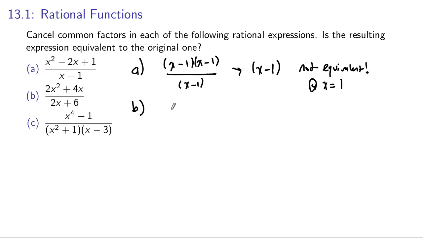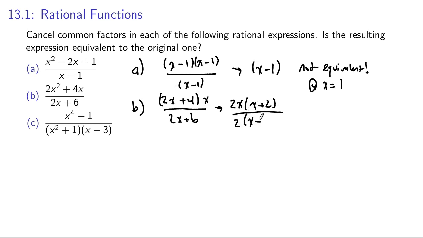B, 2x squared plus 4x over 2x plus 6. Well, we can pull an x out in the numerator. So we have x times 2x plus 4 over 2x plus 6. And we still have a 2 here we can factor out in both the numerator and the denominator. So we can take that 2 out. So we have 2x times x plus 2, moving this x over and pulling the 2 out. 2x times x plus 2 over, and we can pull a 2 out of the denominator, 2 times x plus 3.